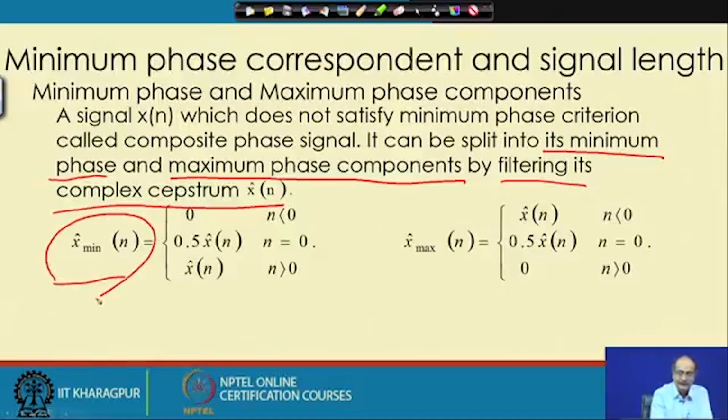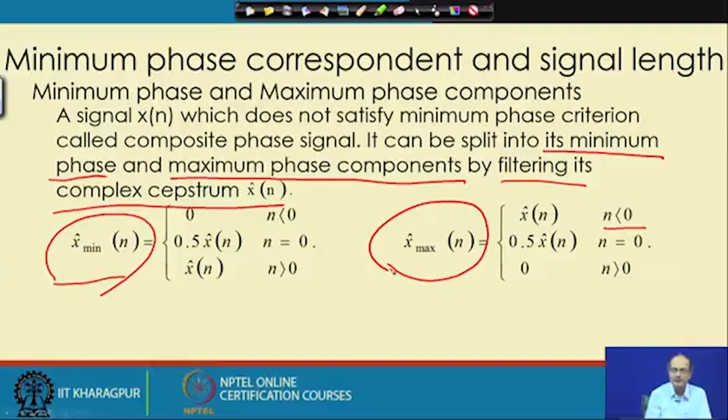And for that, the signal energy at n equal to 0, which is at the juncture, we take half of it with the minimum phase component. And in the same way, the part which is on the negative side, okay, and 50% of the energy at n equal to 0, we take separately, and that gives us the maximum phase component.